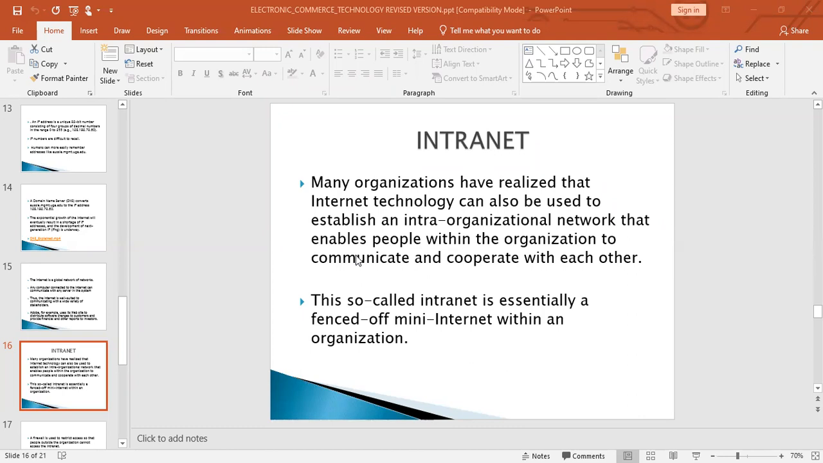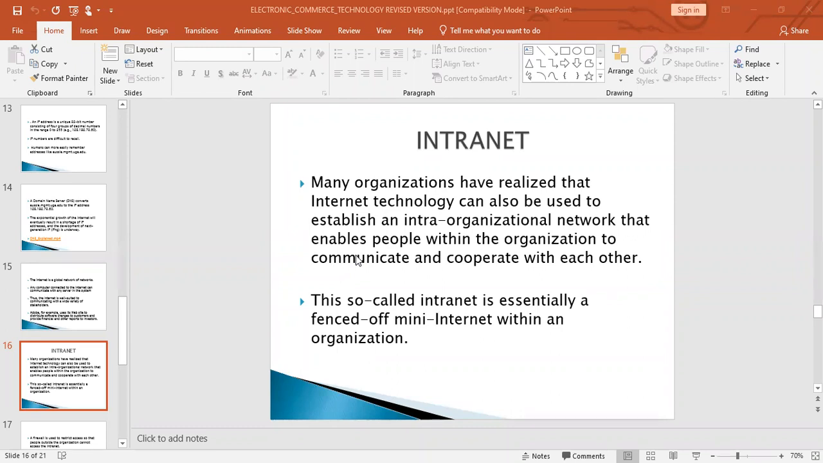If you are not within the organization, you cannot have access. Even if you are one of the people who have been defined to have access to this particular system, once you move outside the organization, you cannot access the intranet. It works within the organization. That is why we say that it facilitates internal communication. It is an intra-organizational network. Intra. So it enables people within the organization to communicate and cooperate with each other.